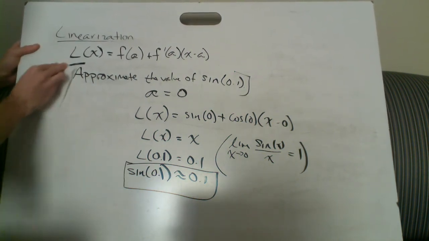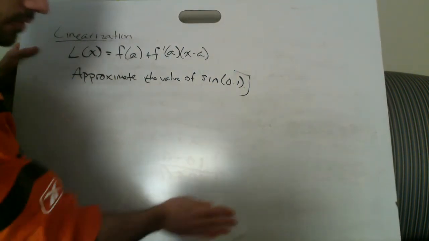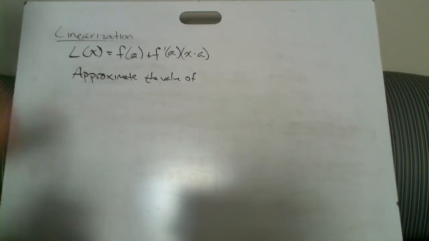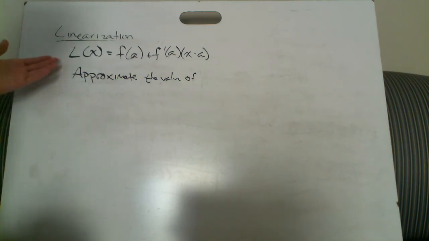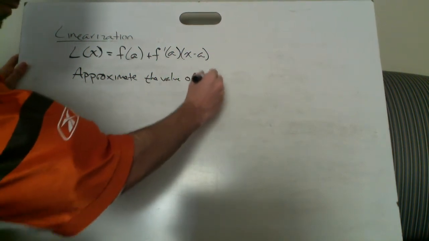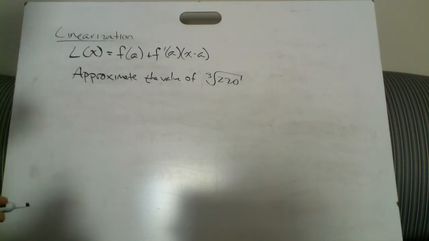So now I'm going to change the question a bit. We can continue doing more examples with trig, but if you understand the process, you should be okay for other examples that you try on your own. We're going to use the same linearization model, and instead of approximating a trig function, let's approximate a radical function. So let's approximate the cube root of 220. Whew.